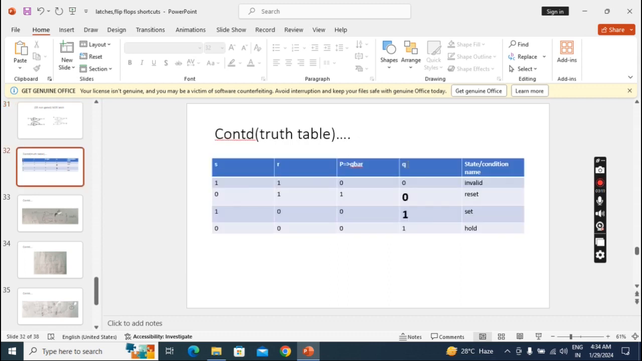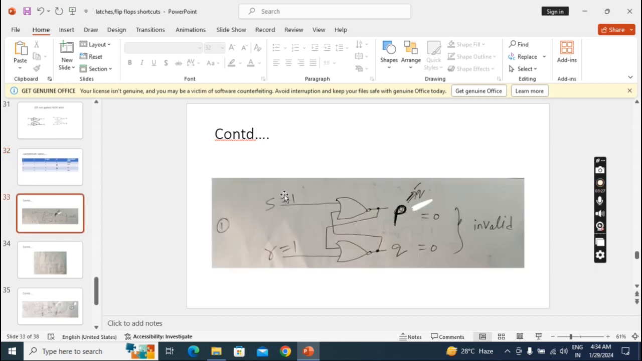And here you can see I took Q here, Q bar here. These are the state names. Now we'll see this operation step by step. Initially both inputs are 1 1, output is 0 0. This is invalid, I told you, now both outputs should be complementary. So you have to see this lecture after watching the SR NAND latch, then only you can understand it properly.